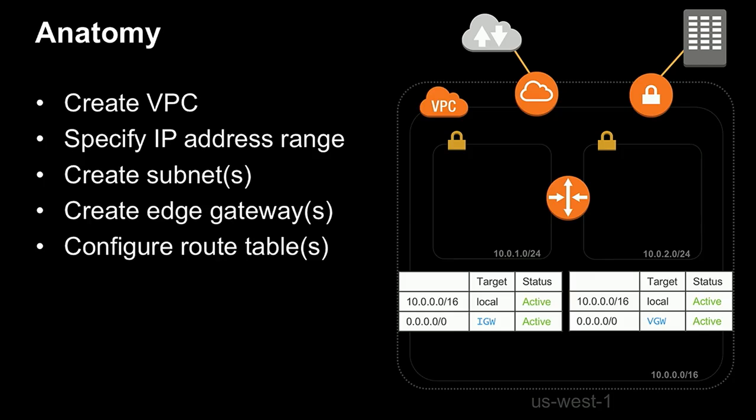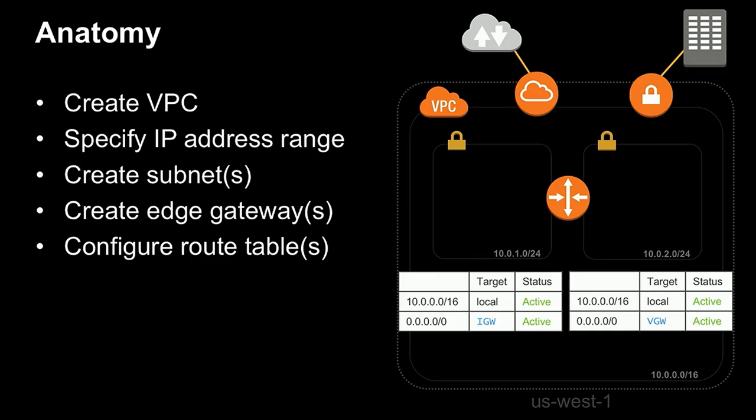Each of these subnets is associated with exactly one route table. Now, you can have multiple route tables for your VPC, but subnets can only attach to a single one of them. So in this example, on the bottom left side, I have a default route pointing to the internet gateway. On the bottom right side, I have a route table showing a default route to the virtual private gateway.